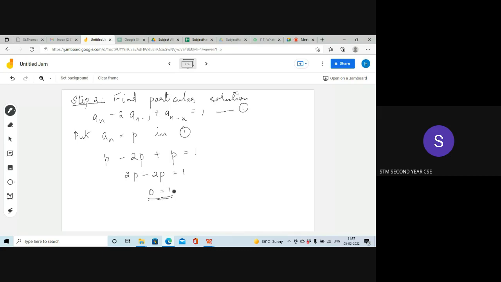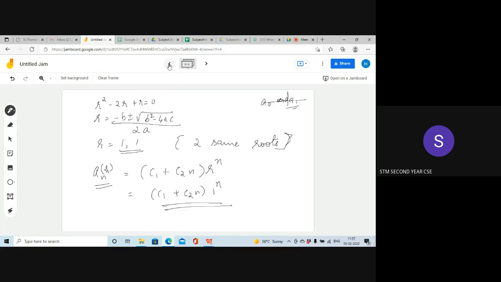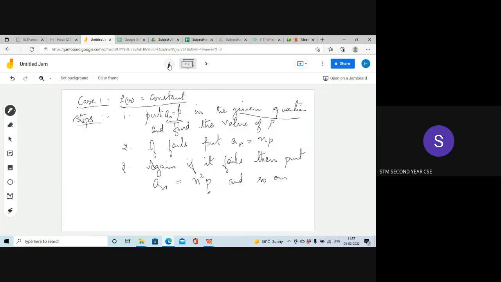Is it true? Does it satisfy the conditions of the left and right hand side? No. So we can write here that the rule fails, because 0 is not equal to 1. So our case 1 is here, isn't it? We have told it here.